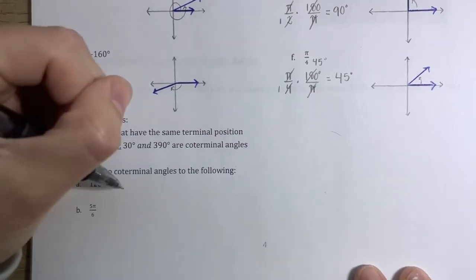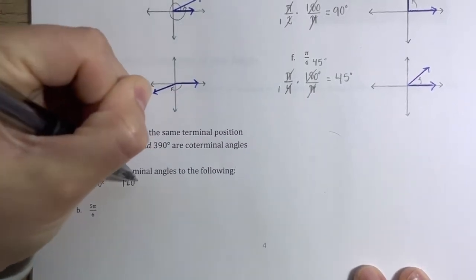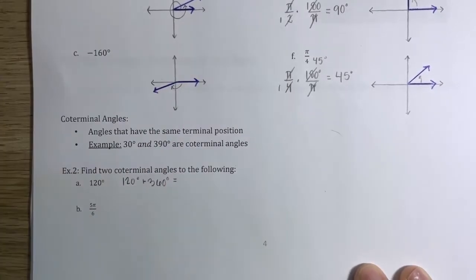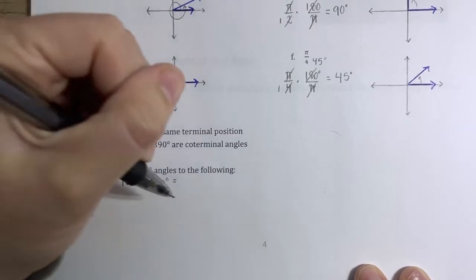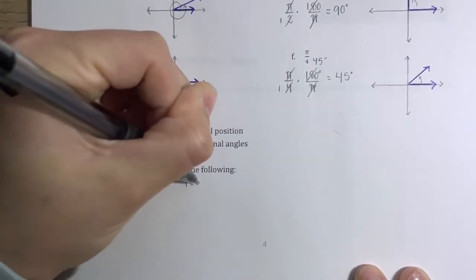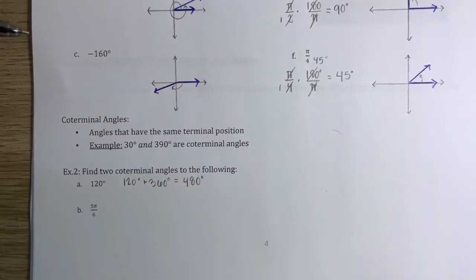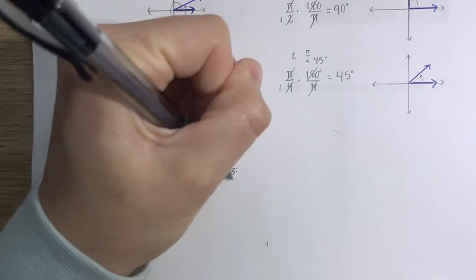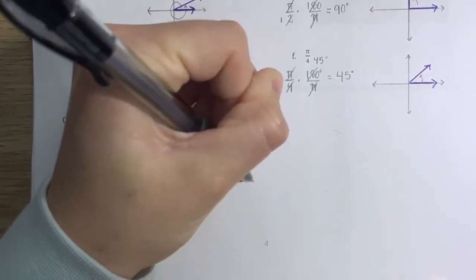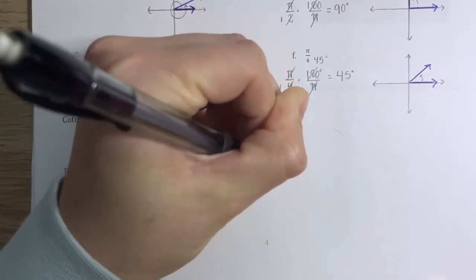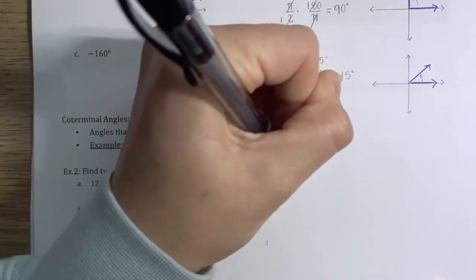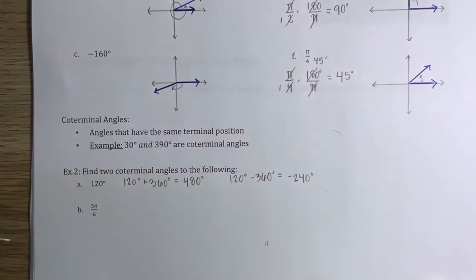So for my first one, I'm going to take 120 and add 360. And 120 plus 360 is 480. So that's my first coterminal angle. And then to get my second, I'm going to take 120 and subtract 360. So 120 minus 360, that's negative 240, and it's okay to have a negative angle.